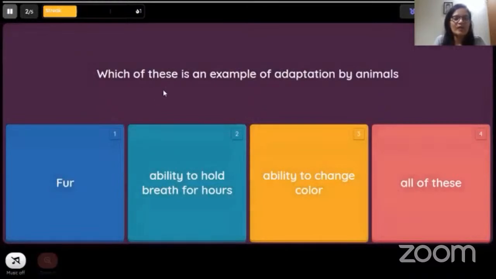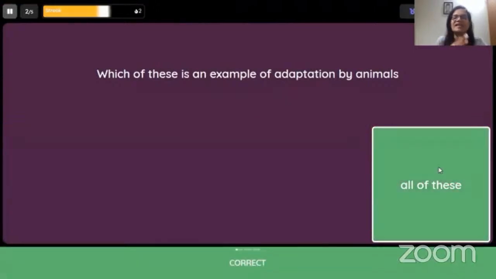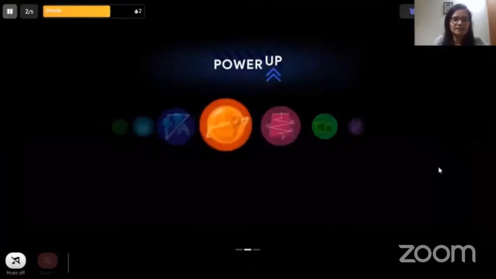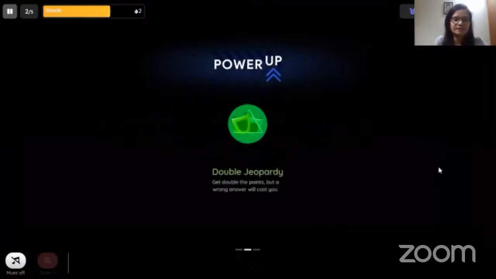Next question. Which of these is an example of adaptation by animals? Fur, yes, fur is one. Ability to hold breath for hours, yes, multiple animals do that. Ability to change color, yes, again, animals do that. For example, chameleon, yes. So all of these. Different animals adapt different things. Okay, next question.